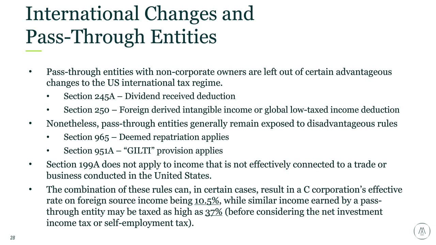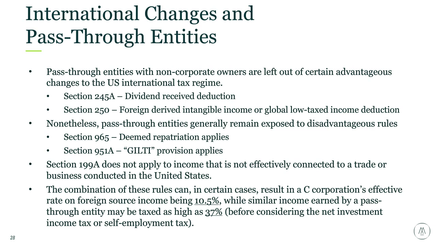That provision applies effectively only to C-corporations. It does not apply to pass-through entities with, as again I said, individual owners. So they're entirely excluded from that great, fantastic territorial benefit. That only applies to C-corporations.